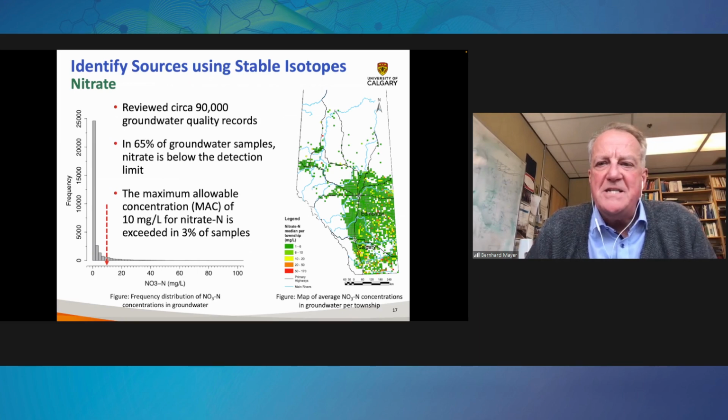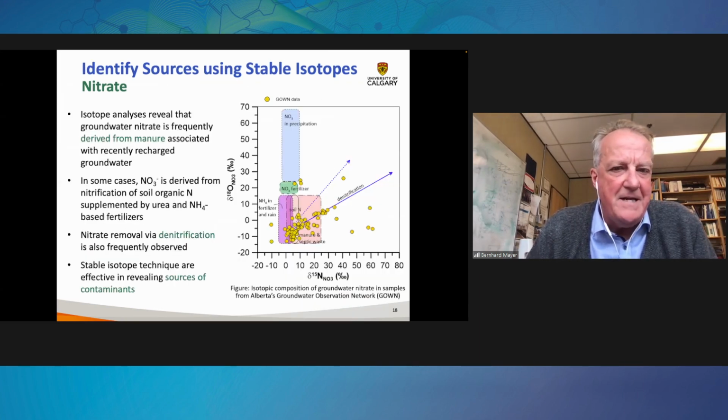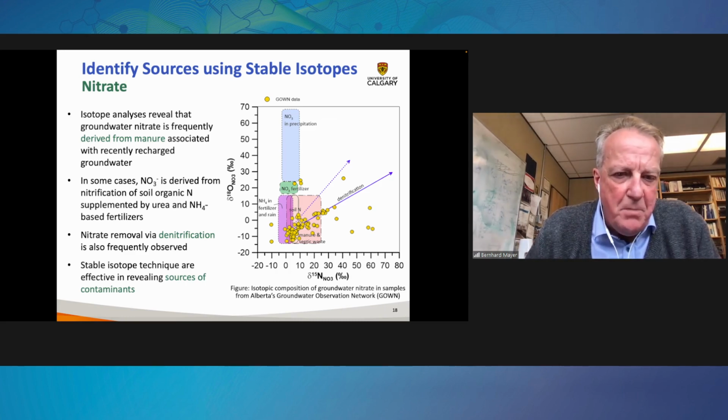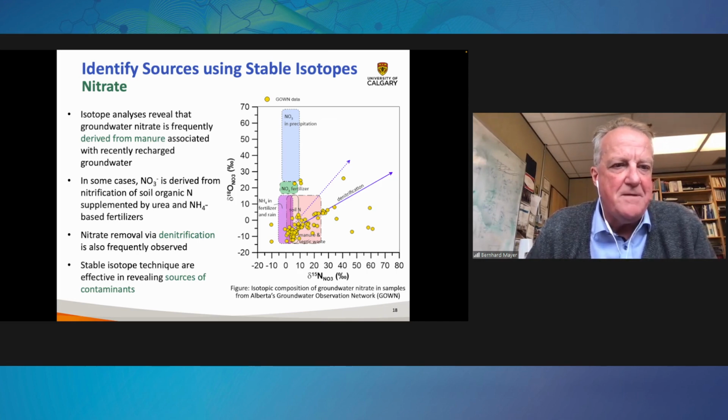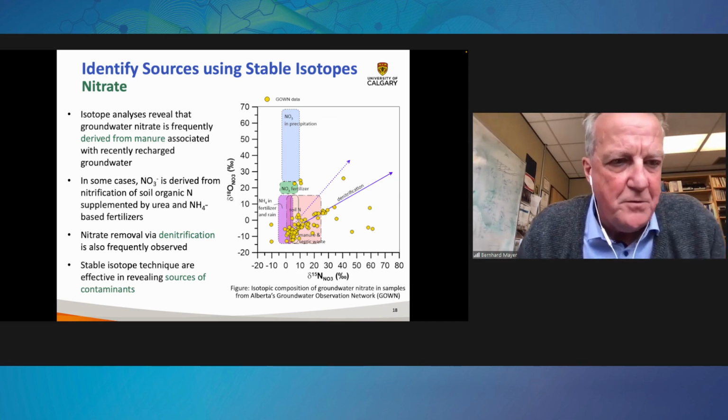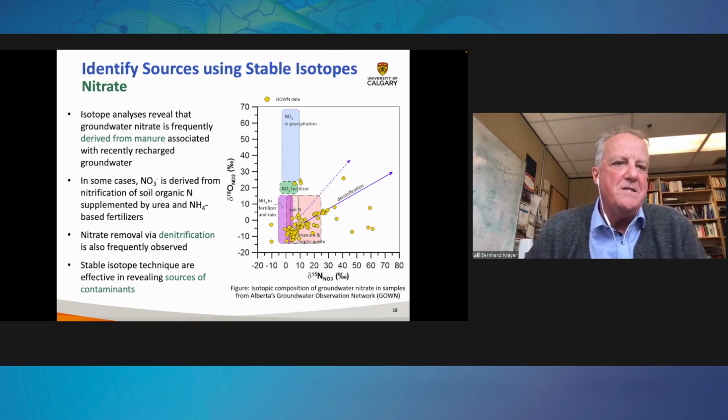In order to understand what the sources of this nitrate are, of elevated nitrate concentrations, again, we can use stable isotope fingerprinting techniques. The diagram on the right-hand side shows you delta 15N and oxygen isotope values of the nitrate molecule. And for the majority of the samples, the yellow dots plot in the field, which indicates that manure is the source of nitrate if nitrate concentrations are elevated.